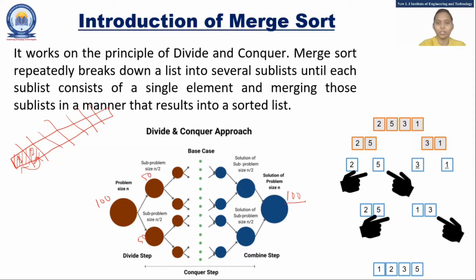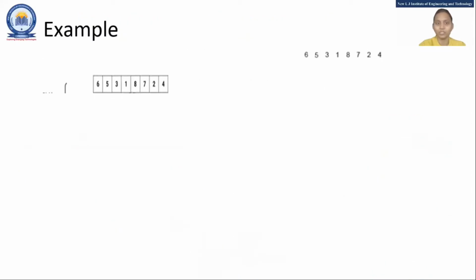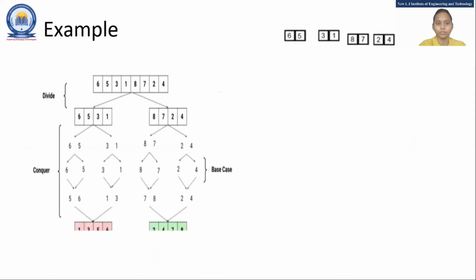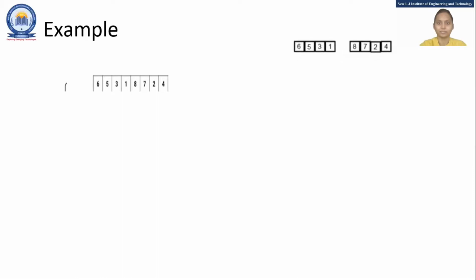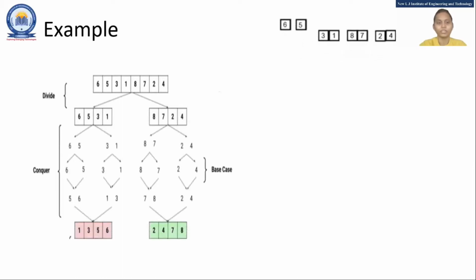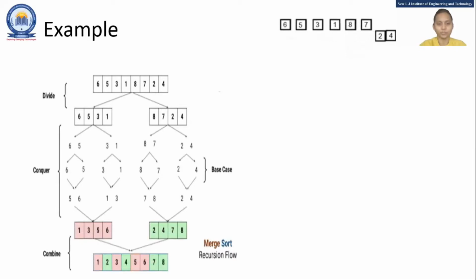This technique is easy to understand, but how can we make a program and algorithm for this technique? Let's take one more example for better understanding. This is the same way we are doing the merge operation, and the final list is in sorted form.